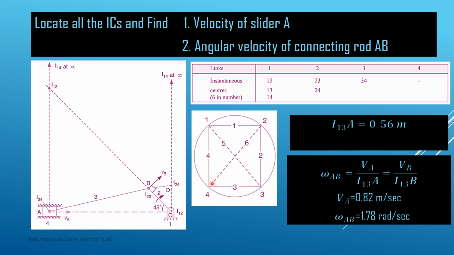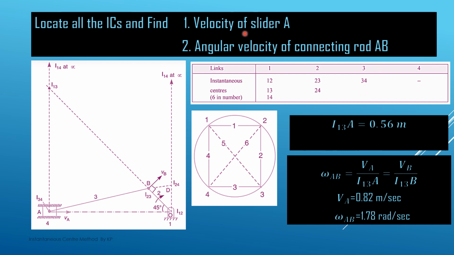So this is 1 2, and this is 1 4, and then 2 3 and 3 4. So this is 2 3 and this is 3 4. So we extend this line here, and we are getting I24 here in this case. So this way we have to locate all the 4 ICs basically.